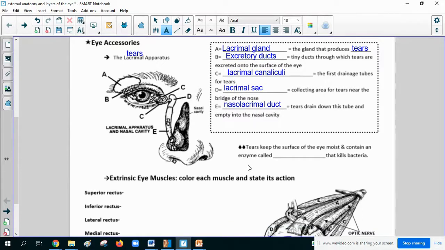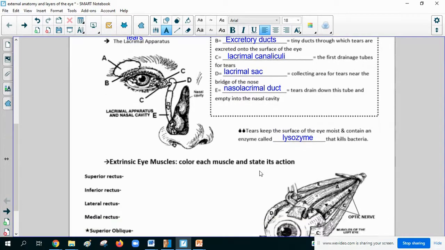Lastly, there's actually an enzyme in the tears that helps to kill bacteria. So not only do the tears moisten the eye, they help keep the nasal cavity moist, but they have an enzyme called lysozyme that kills bacteria. So that's pretty helpful, keeping our eye healthy.